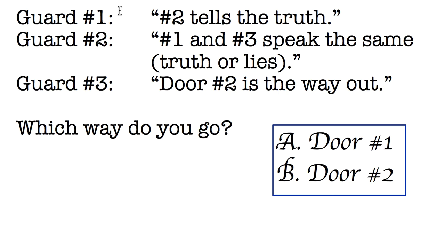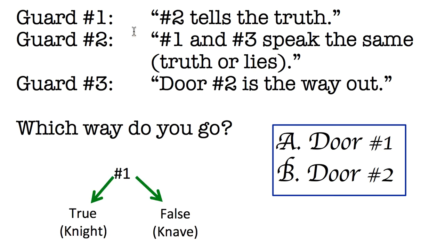So let's imagine that guard 1 is a knight. This is like case number 1 in our proof by cases. Then, if guard 1 is a knight, what the guard says here has to be true. So I'm thinking about it like this: if they're a knight, they must be speaking truly, so guard number 2 must also tell the truth. That's an additional consequence of case number 1.